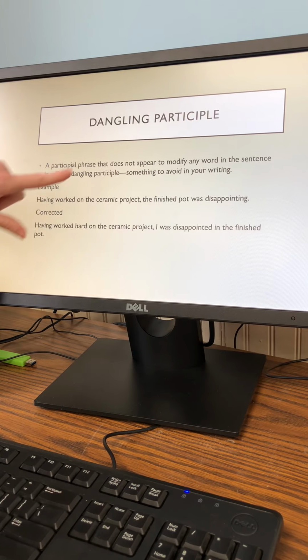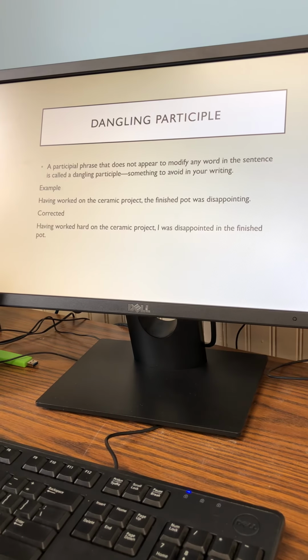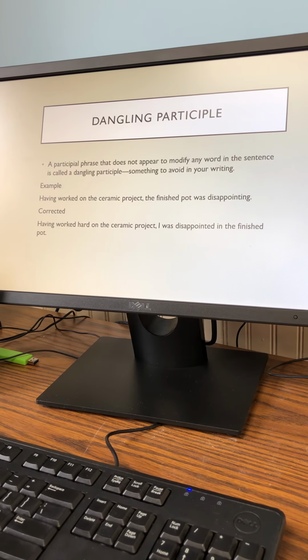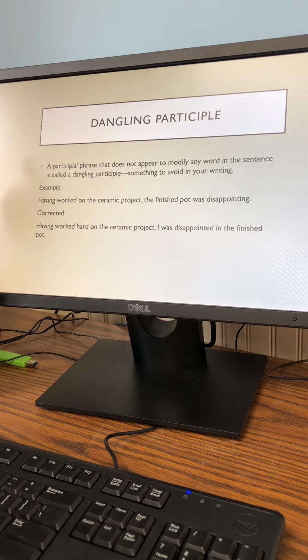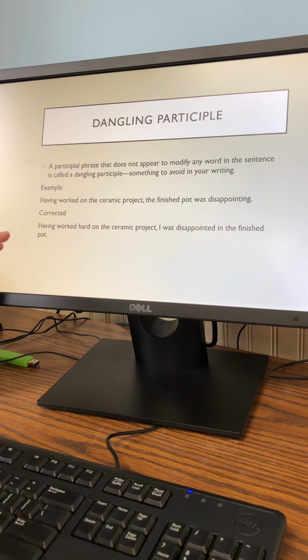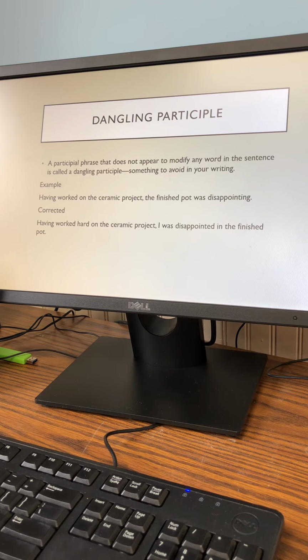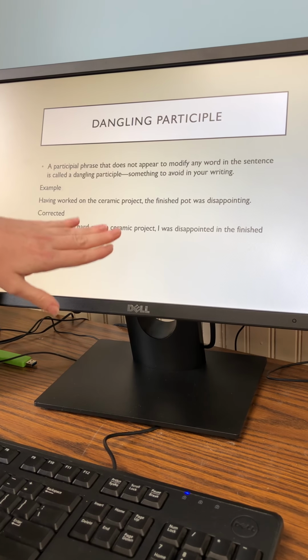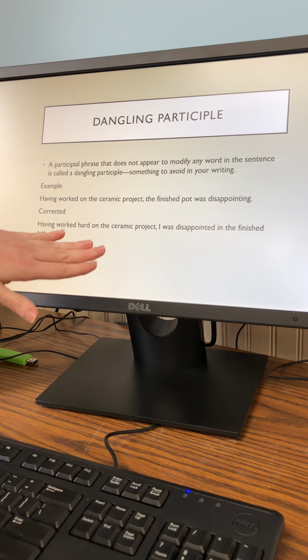This is a dangling participle. We have written the sentence completely wrong. It doesn't have anything to modify. So you would have to completely rewrite this in order to correct it. Here's an example. Having worked on the ceramic project, I was disappointed in the finished pot. Now, having worked hard on the ceramic project modifies I. You could also say he or she, or you could add someone's name. It doesn't matter what noun you choose, but you have to add a noun for this participle to modify.